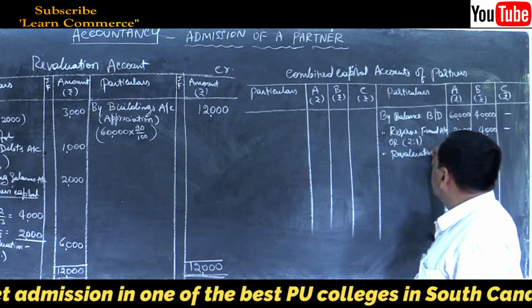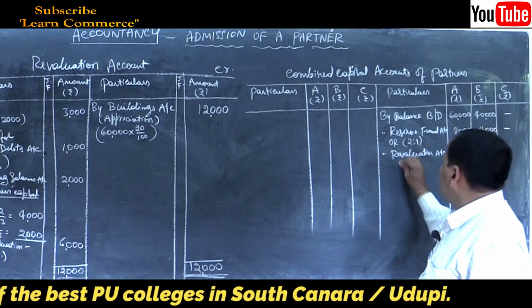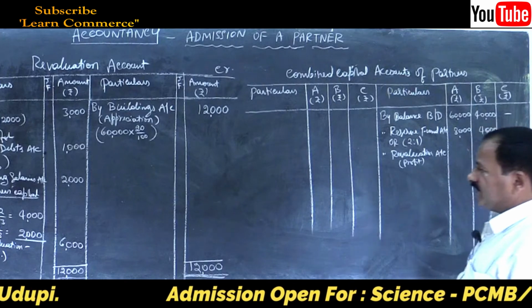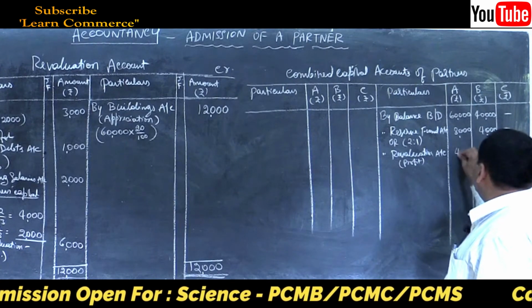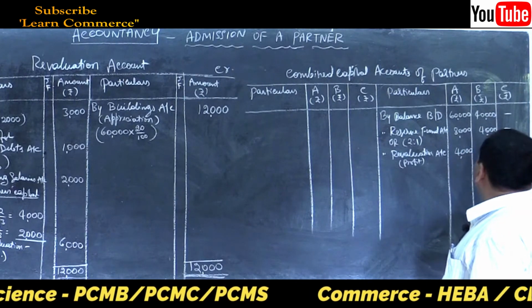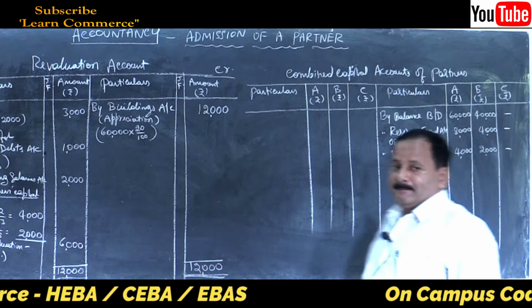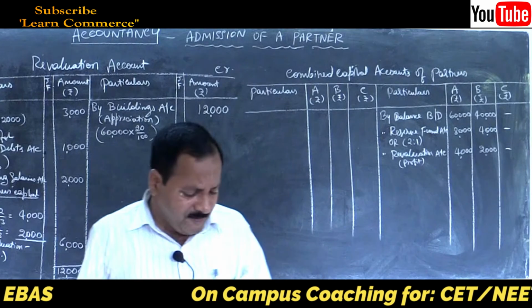Write the amount. Revaluation account profit. Write within bracket profit. How much is it? 4,000 and 2,000 only in old partners capital account, not in new partners capital account. Remember, that entry is done.